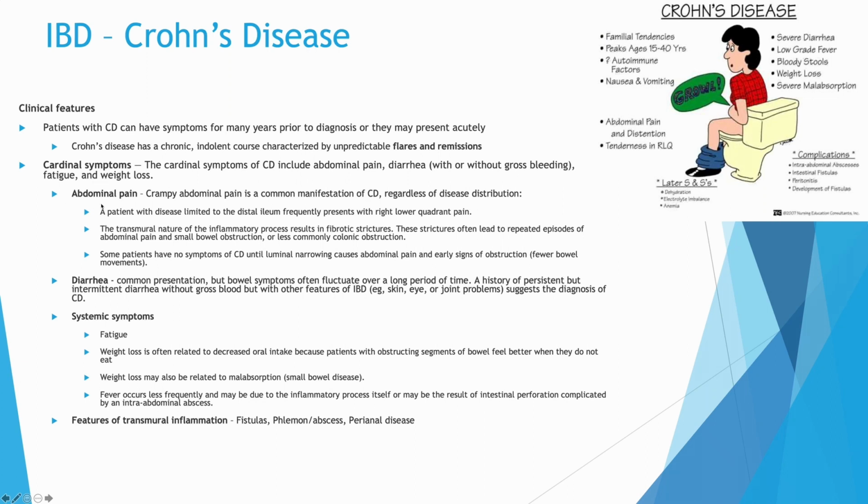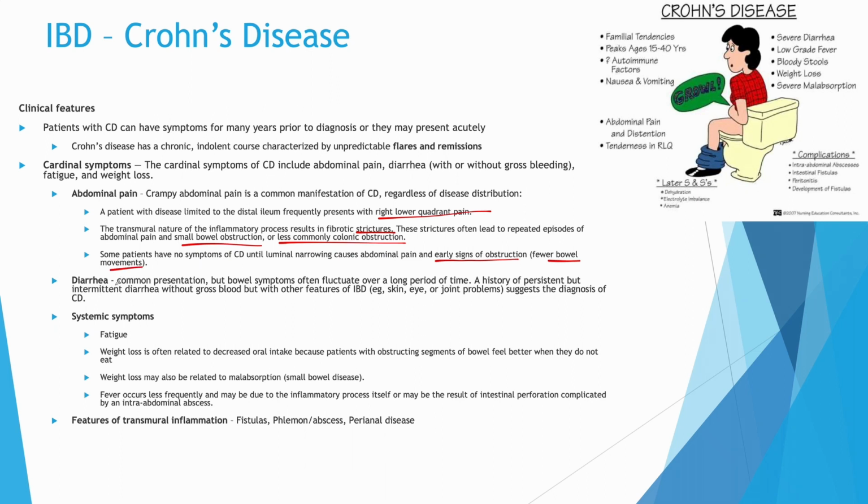So the abdominal pain, patients generally describe it as this crampy abdominal pain. It doesn't always have a specific spot. However, if you have disease in the terminal ileum itself, then it tends to be located more in the right lower quadrant area. Because it's transmural, you get these fibrotic strictures, and so sometimes patients might present with a bowel obstruction because of the stricturing. It lessens the lumen inside the small bowel, making it more difficult for things to pass. It's less common to cause colonic obstructions, usually small bowel obstructions. And then patients can also have early signs of obstruction, so fewer bowel movements, but not necessarily complete obstruction.